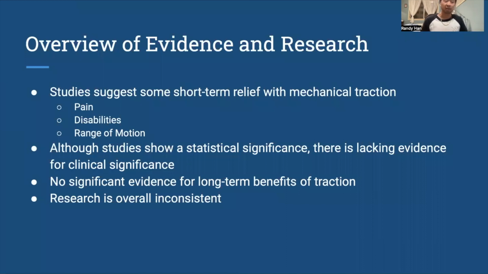There's still not really a lot of evidence that suggests long-term benefits of traction. And overall, the research is just still pretty inconsistent, even with short-term relief, because at the end of the day, when we think about the physiology behind traction, we're pulling apart areas to help relieve pressure. But as soon as that traction is gone, that pressure is just going to increase again.